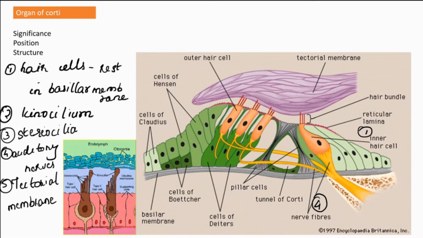So, external ear we have learned, middle ear, internal ear. External ear: pinna and auditory canal. Middle ear: tympanic membrane, malleus, incus, stapes and eustachian tube. Then internal ear, mainly membranous labyrinth and bony labyrinth. Membranous labyrinth is again divided into the vestibular apparatus and cochlea. Vestibular apparatus is mainly concerned with balance, and cochlea is for sound sensation. And in the cochlea, the major organ for sensing sound is the organ of Corti.